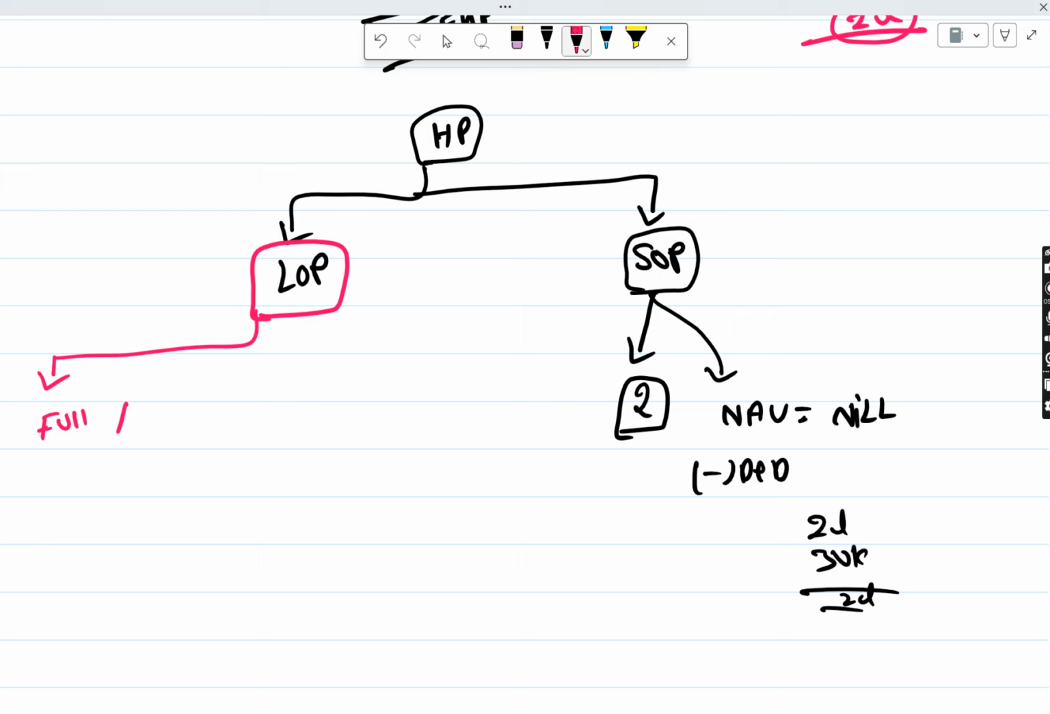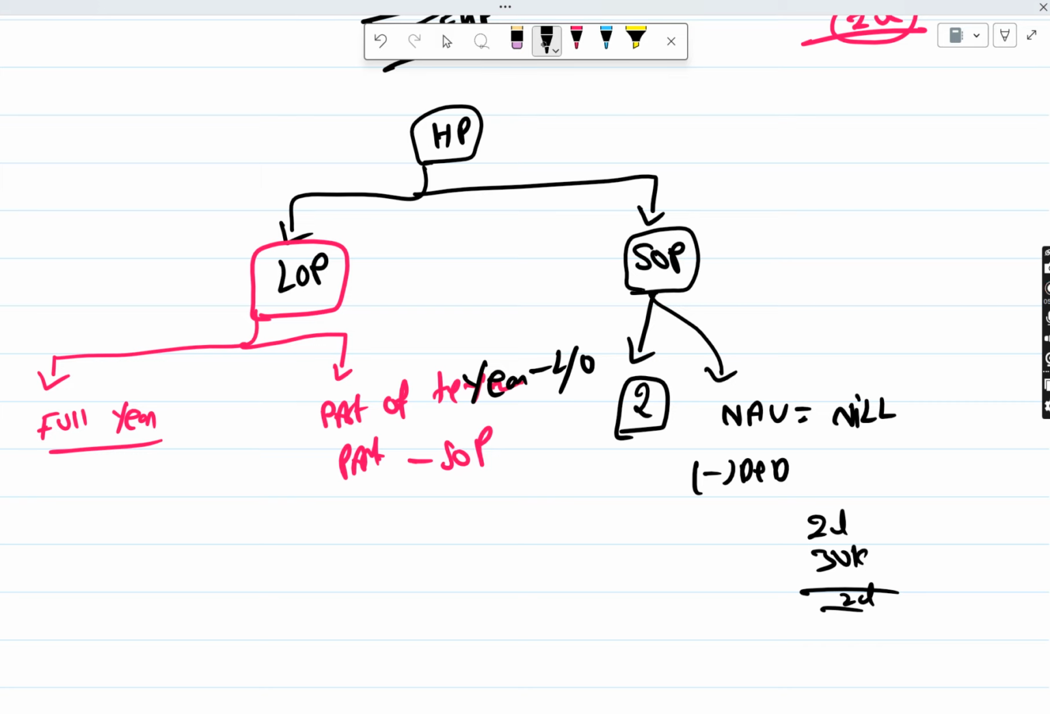One is if it is let out for the full year, then no problem, whatever the format we used, the same thing we will use. But when it is let out for part of the year and part of the year it is self occupied, then what do we do? Any idea? So we have to treat them as a separate property.